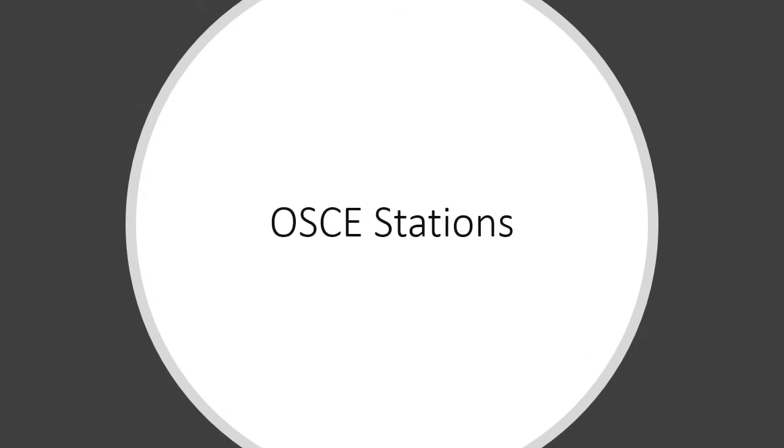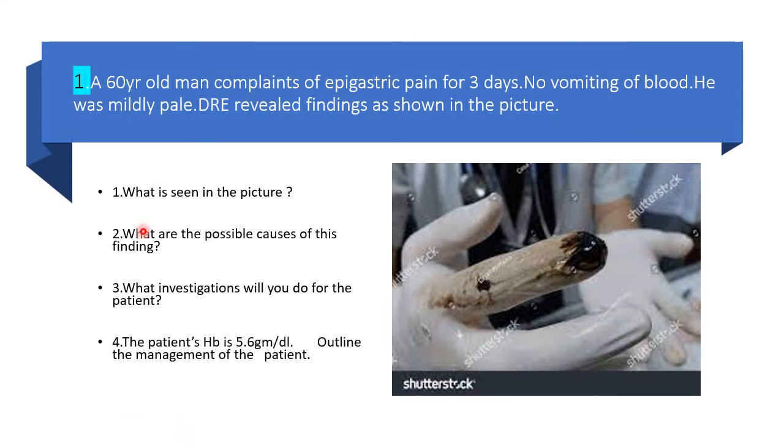We shall now go through some practice OSCE stations related to the lower gastrointestinal tract, especially the colorectal region and lower abdomen. The first OSCE station: a 60-year-old man complains of epigastric pain for 3 days. No vomiting of blood. He was mildly pale and digital rectal examination shows the findings as in the picture. Question number 1. What is seen in the picture?